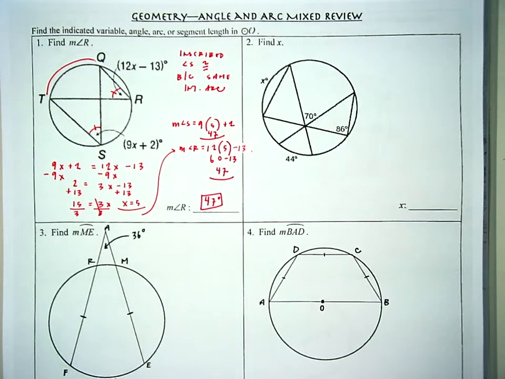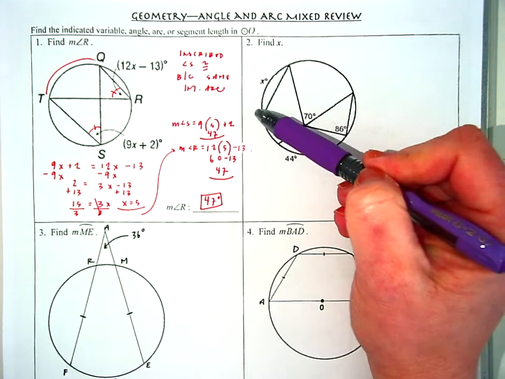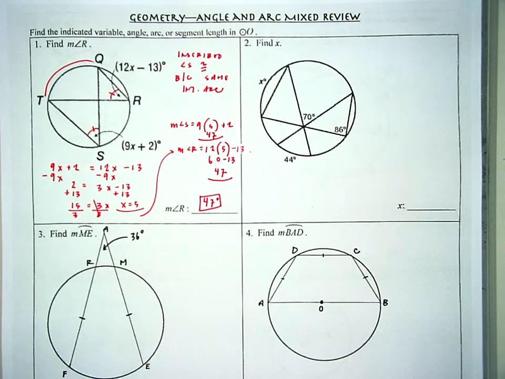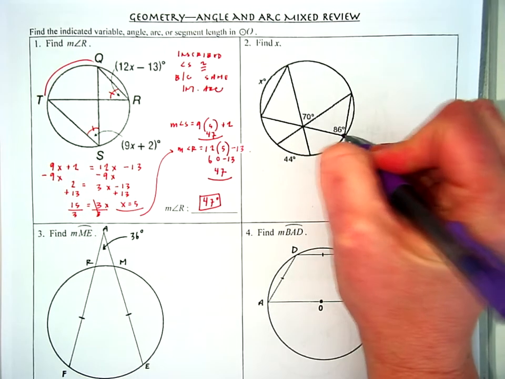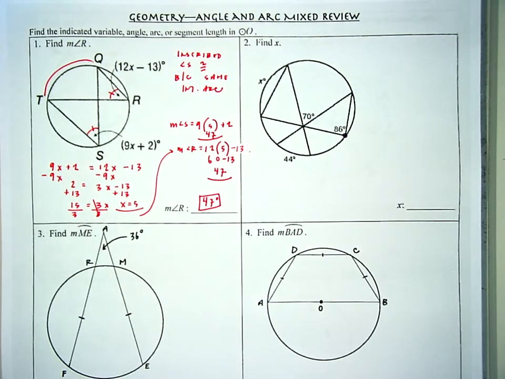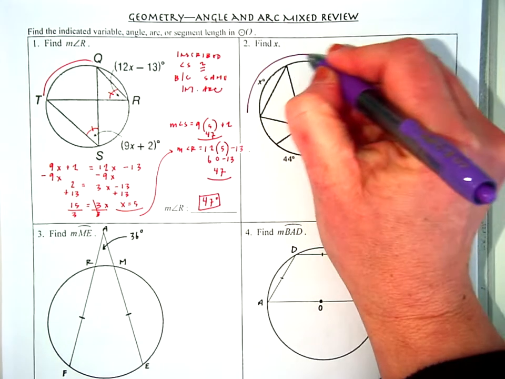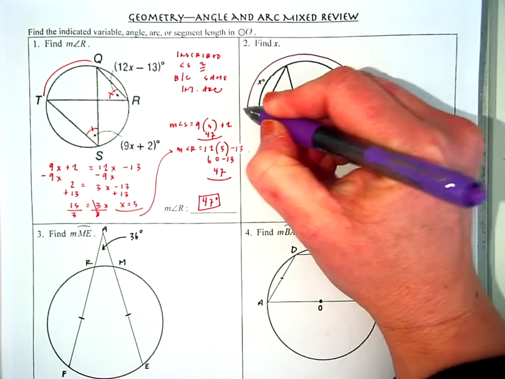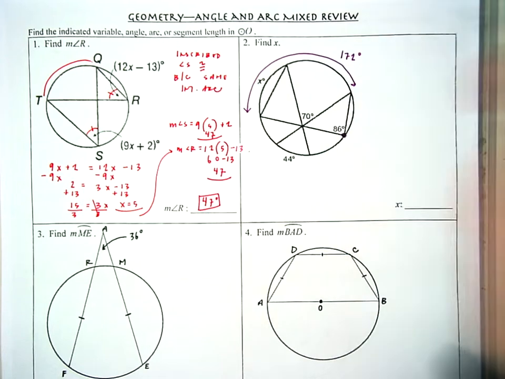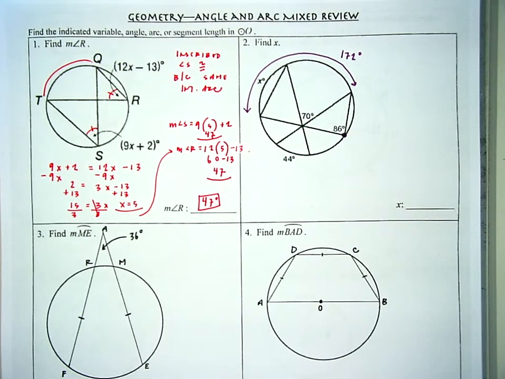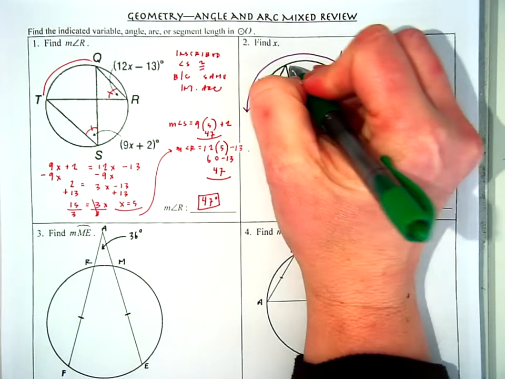So in problem 2, I'm trying to get to x. X is right here. So I want to scope out my diagram and look for some little clues. One thing that I notice is that this inscribed angle has its vertex on the circle. So I know that if I double it, I can get to its intercepted arc from here to here. If I double 86, I get 172. Okay, so then I just have to figure out how do I get to this arc right here, which I'll mark in green.